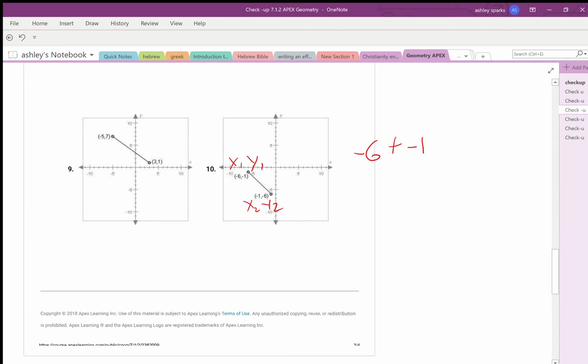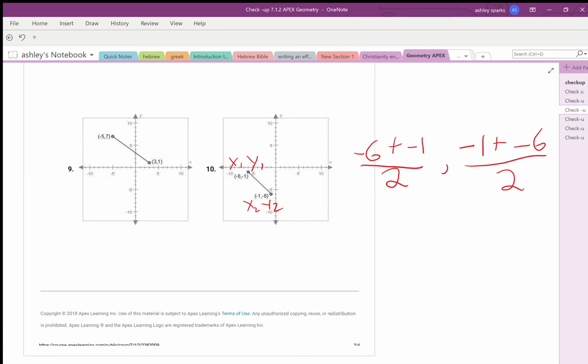Don't drop any of your negatives. Write everything out, and we'll combine as we go through. And then we'll divide by 2. Comma. My y1, it is negative 1, so I should have negative 1 up front. Plus negative 6 over 2. Okay? Now, if you're not great with your negatives, that's fine.